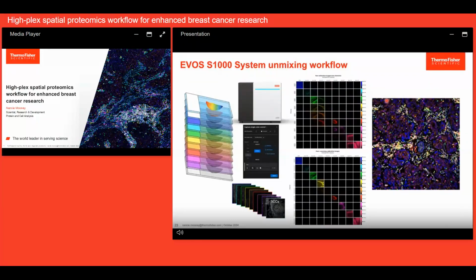For more information on this, I strongly recommend going to the EVOS S1000 working guide or on thermo.com spatial biology. They have more resources there to better understand this part of the science. In any case, once you've got your unmixing matrix, what this allows is that the S1000 can now unmix each of these images and remove spectral bleed through from each of the fluorescent channels from one another.